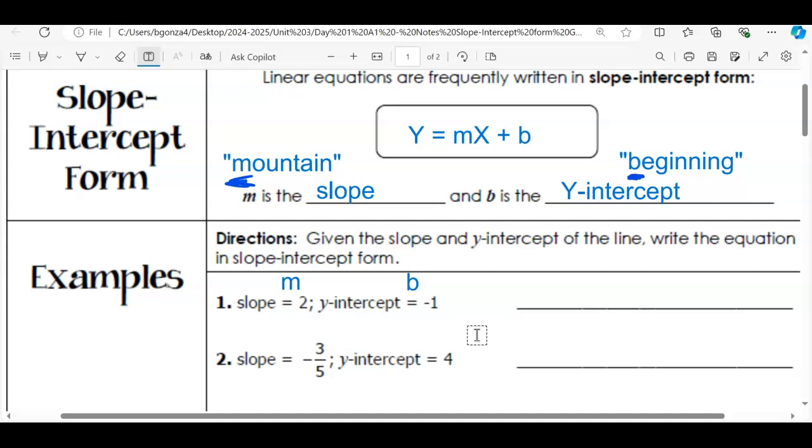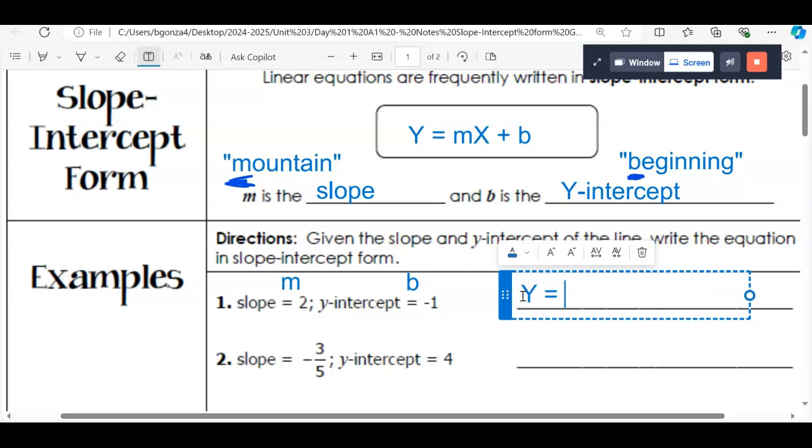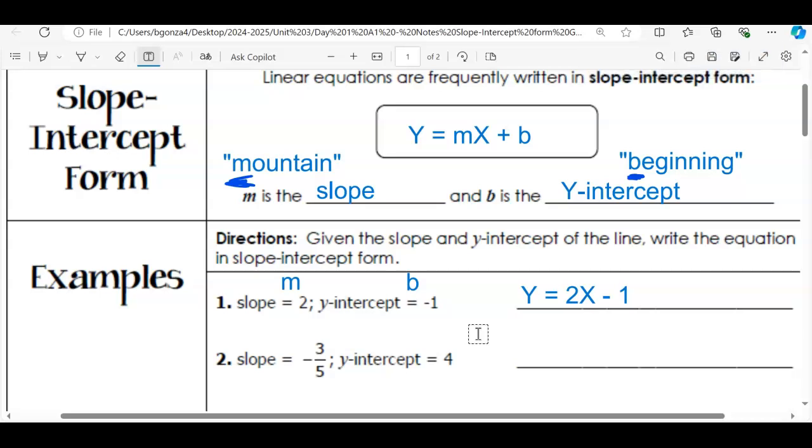That's it. So here we go. You always write y equals, I'm going to replace the m with 2. You always write the x, and then it's plus b, plus -1. Now, I wouldn't write plus -1 because usually we just see it written as -1, okay? If you write plus -1, it's not wrong, but it's not the way you're normally going to see it. You're going to see it like this, just a minus sign, okay?